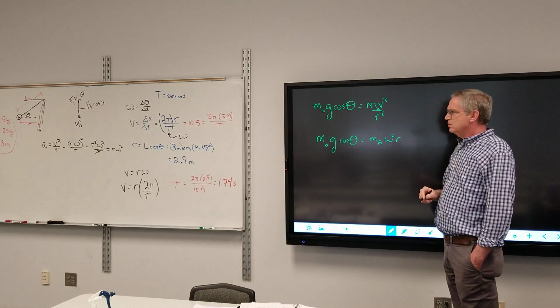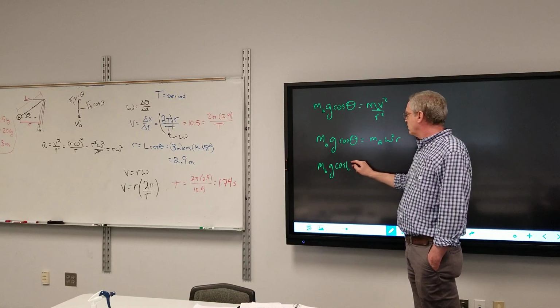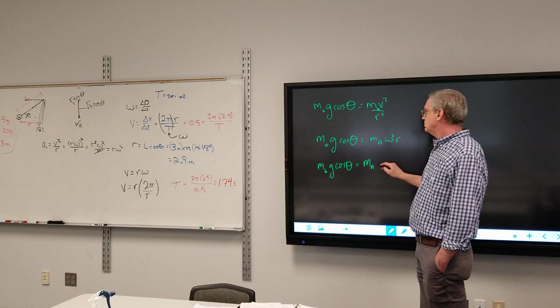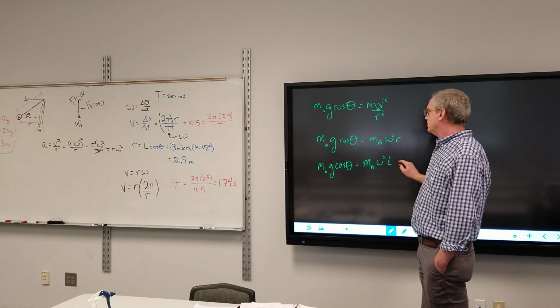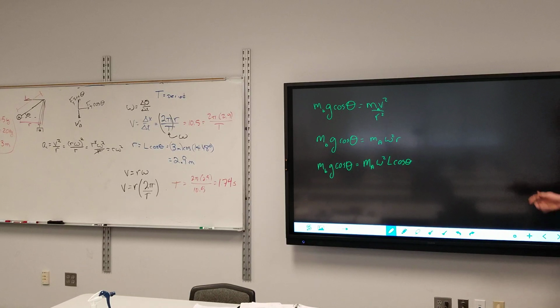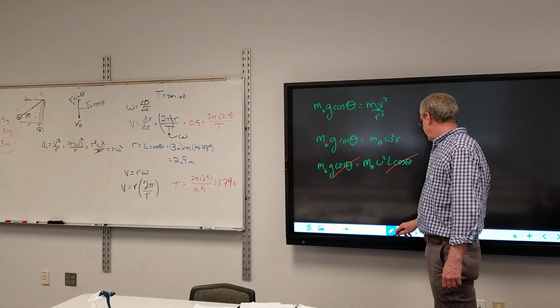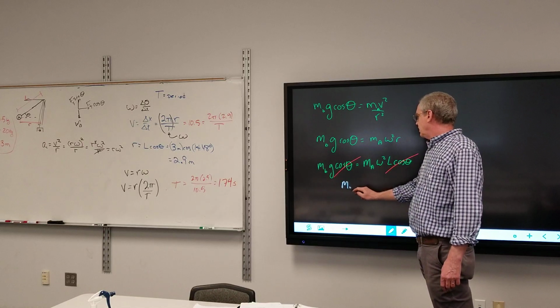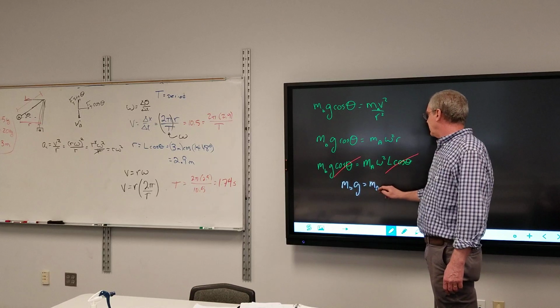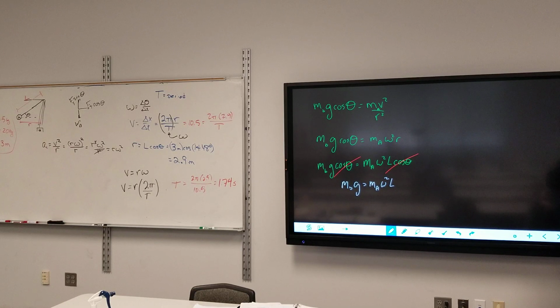I know that r is L cosine theta. So I have m_B g cosine theta is equal to m_A omega squared L cosine theta. And my thetas go away because I have a common term. So I have a much simpler relationship to work with: m_B g is equal to m_A omega squared L. So the weight of my hanging mass is equal to the mass of the swinging mass times omega squared L.